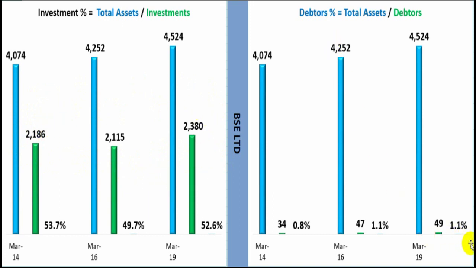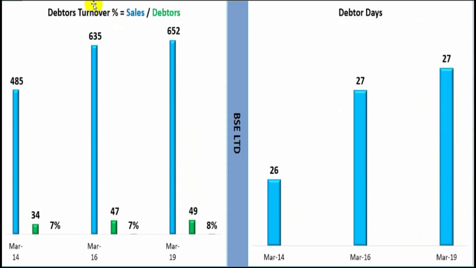Debtors stood at a very low 1.1%. Only 50 crores has to be collected from the customers out of the total balance sheet size. And throughout the years, it has always been very low. As a percentage of total sales also, in March 19, the customers from whom the company had to collect payment was just 8% of the sales of that year. And throughout it has been very stable at less than 10%. This payment of 49 crores would be collected within 27 days in March 19, and it has been very flat at less than 30 days.